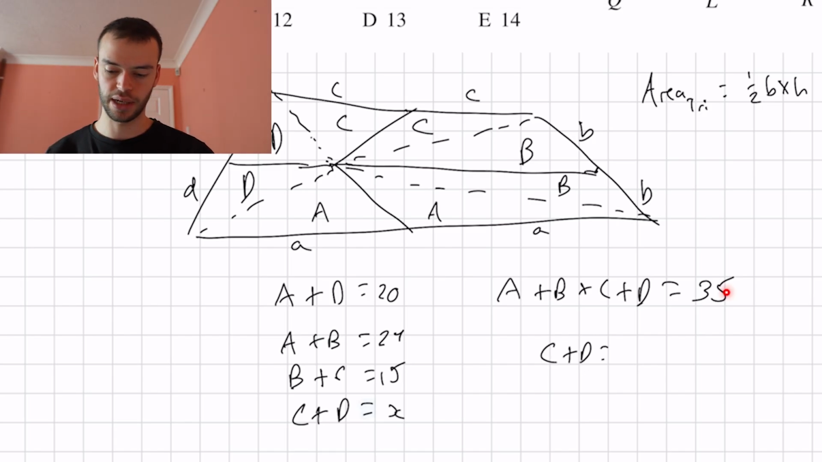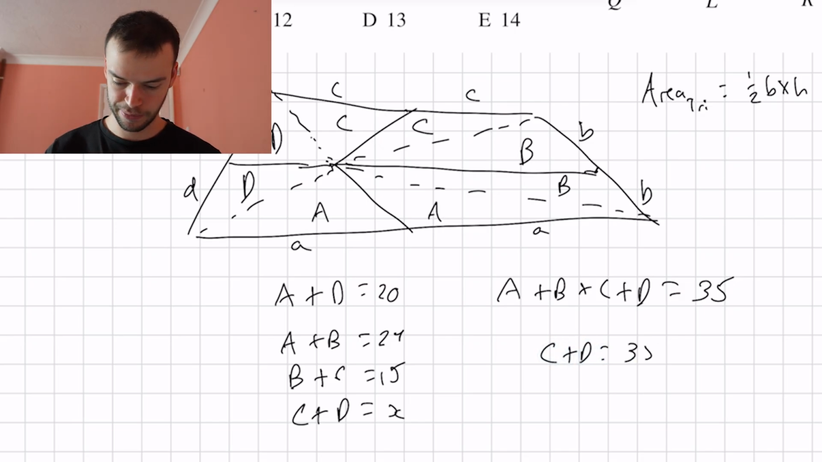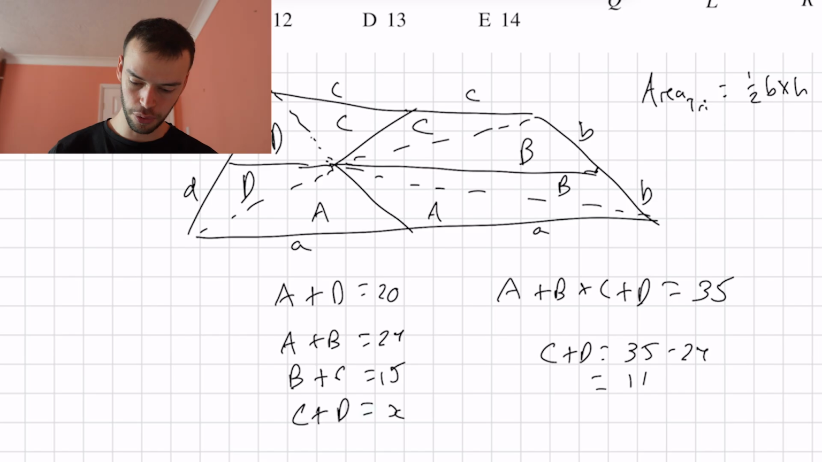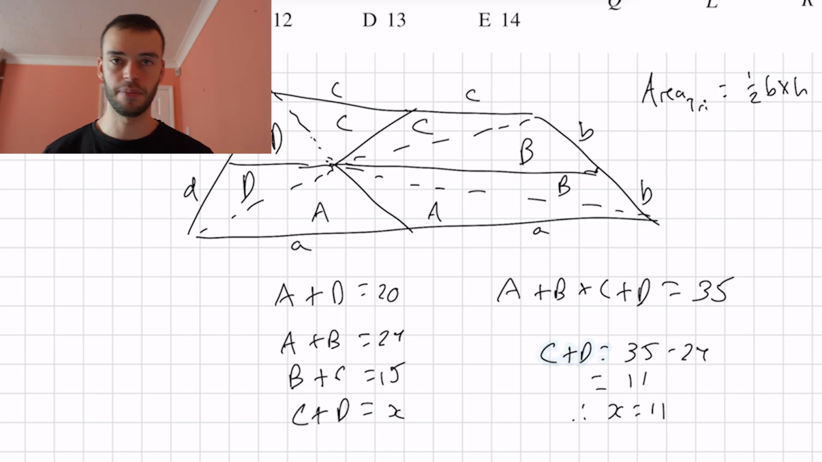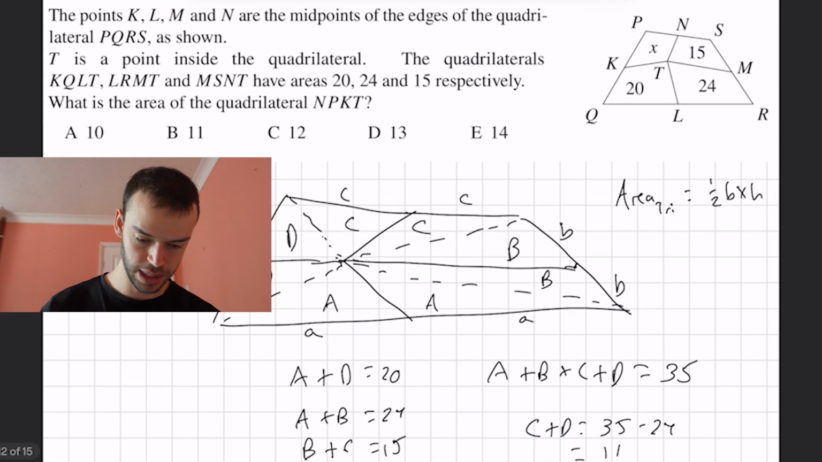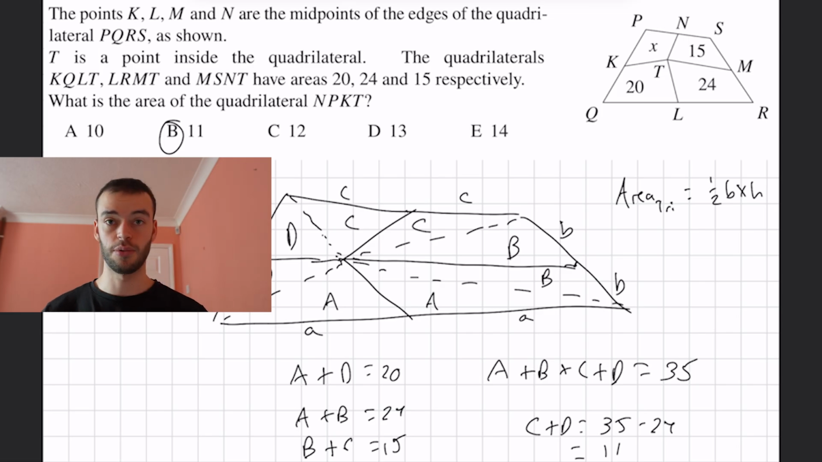And on the right side, we're going to have 35 minus 24, which equals 11. Therefore, X equals 11, our missing area, and so the answer is B. And we're done with the question.